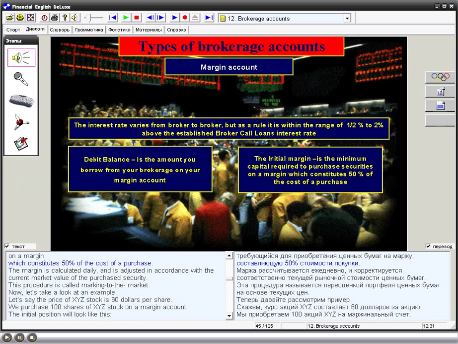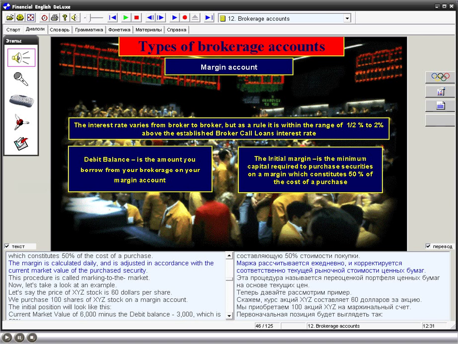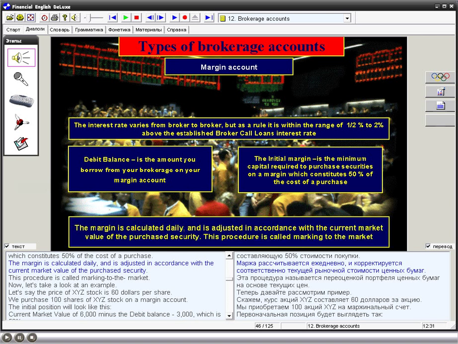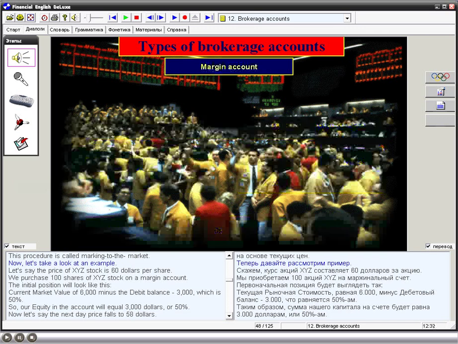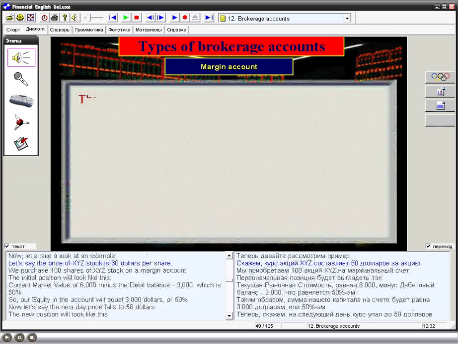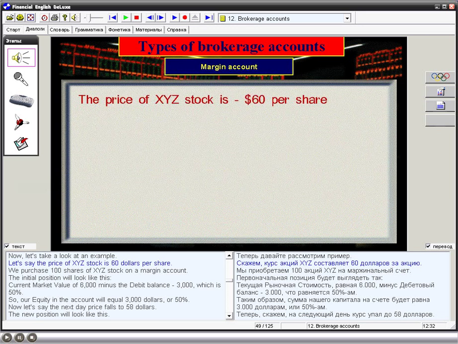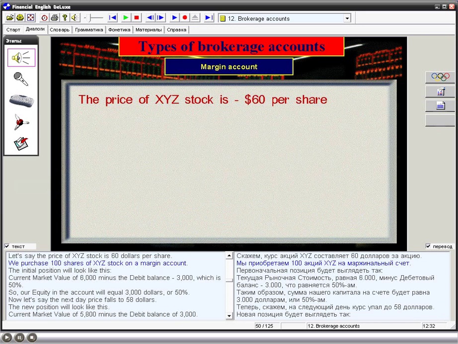Now let's take a look at an example. Let's say the price of XYZ stock is $60 per share. We purchase 100 shares of XYZ stock on a margin account. The initial position will look like this. Current market value of $6,000 minus the debit balance, $3,000, which is 50%. So our equity in the account will equal $3,000, or 50%.